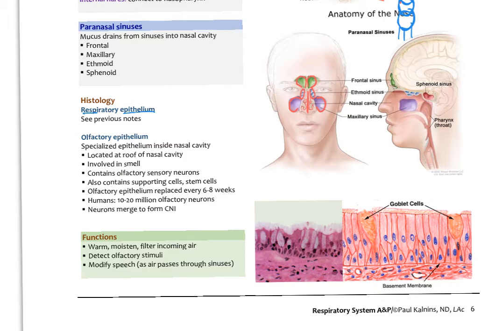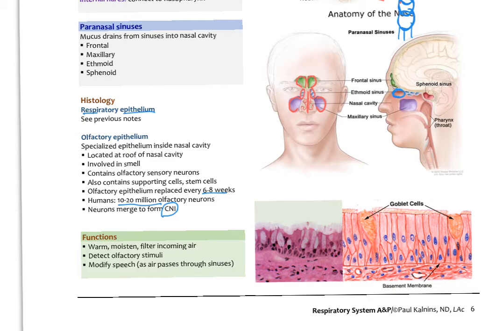This epithelium is replaced about every 6 to 8 weeks, so if you damage it, it can regrow in most cases. And humans have about 10 to 20 million olfactory neurons. We have about, I think it's 360 some different olfactory receptors. Interesting, a bloodhound has over 10,000, so much higher sensitivity to different smells than a human. And these neurons all merge to form cranial nerve number 1, which is your olfactory nerve. So that's located up here at the upper end of the nasal cavity.